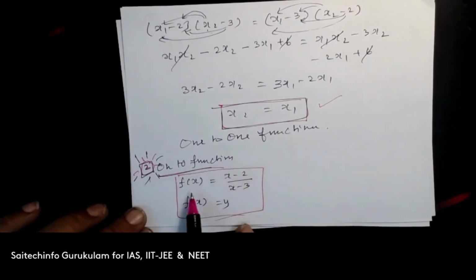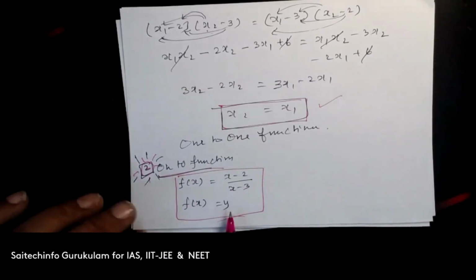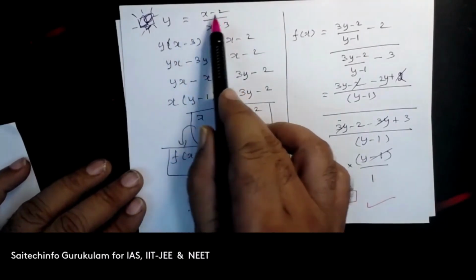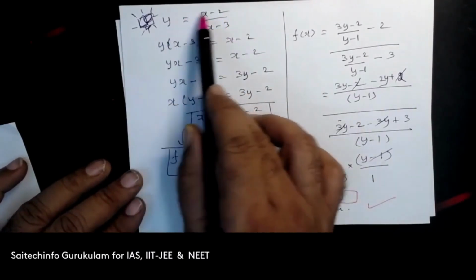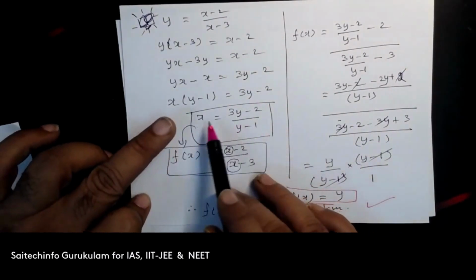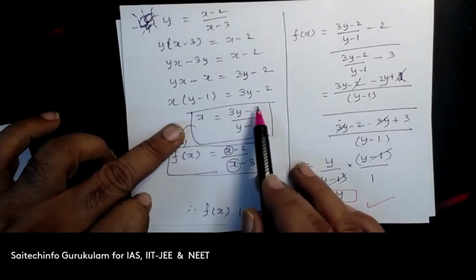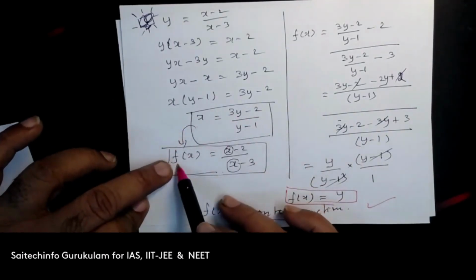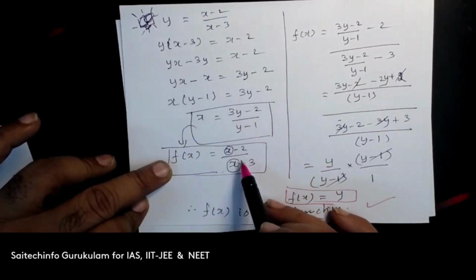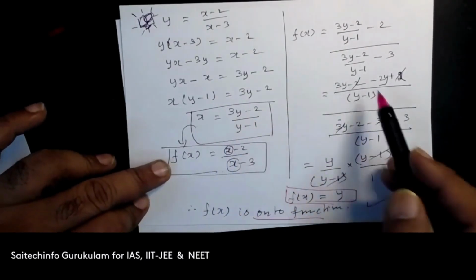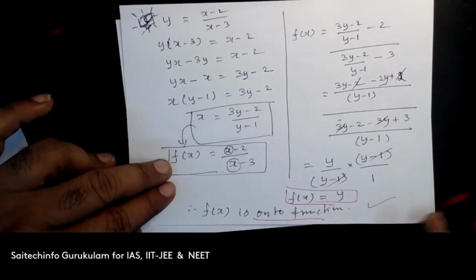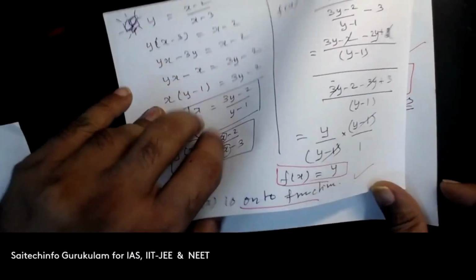Then onto function: the given function should yield y. For that, we start with y is equal to x minus 2 divided by x minus 3. So interchange and find out the x value. Once you have found this x value, you substitute it in the given function. I have substituted this x by the new value, similarly this x also, and finally I am able to get back y. So when you are able to get back y, it is declared as an onto function. The given function is an onto function.